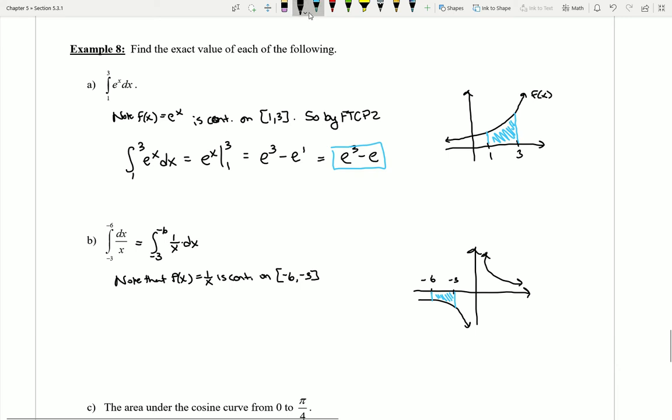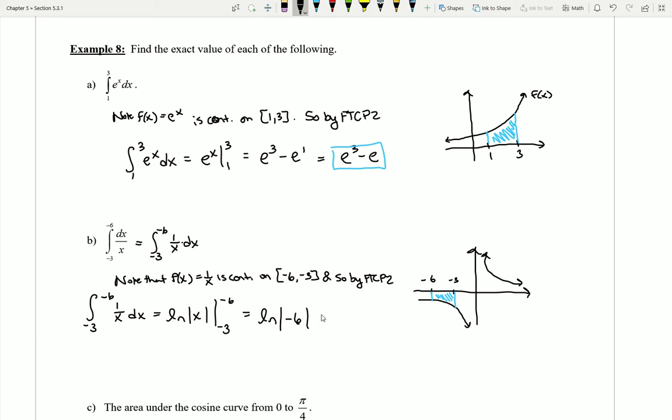So, since again my function's continuous, I can say that by the fundamental theorem of calculus part 2, my integral from -3 to -6 of 1 over x dx, here's the important part, I have to remember that the absolute value bars need to occur on the x when I find an antiderivative for 1 over x. So now I just have to evaluate. So this is natural log of the absolute value of -6 minus natural log of the absolute value of -3. If you forgot those absolute value bars, you would have had natural logs of negative numbers and you wouldn't have been able to compute anything.